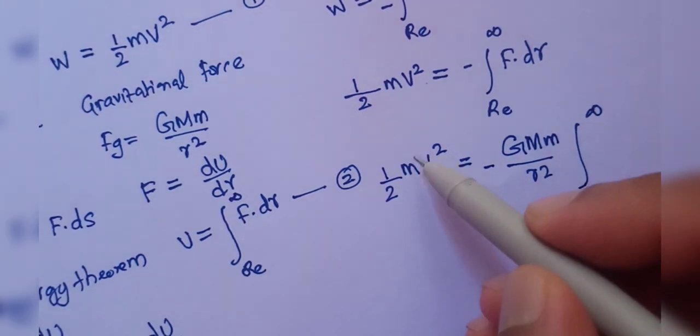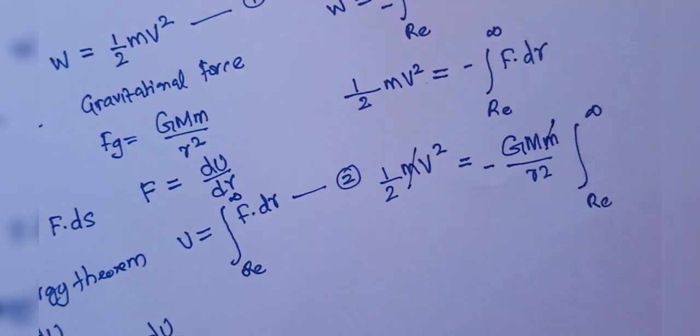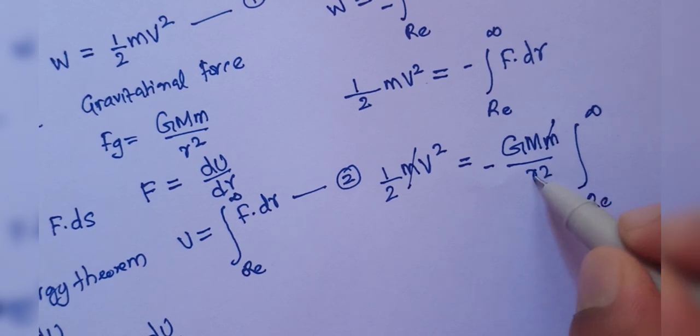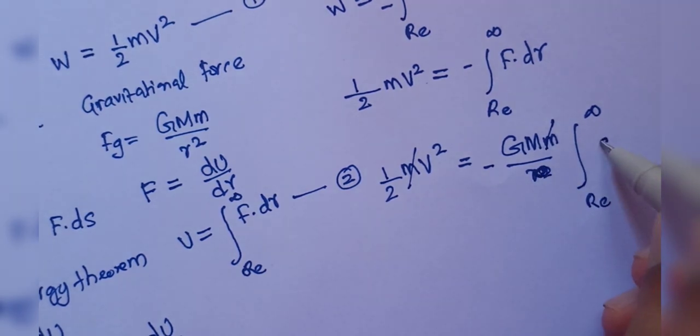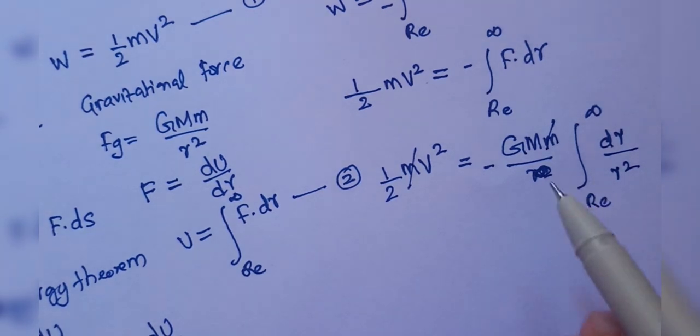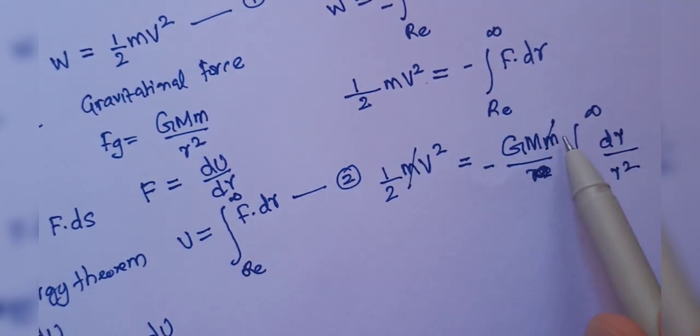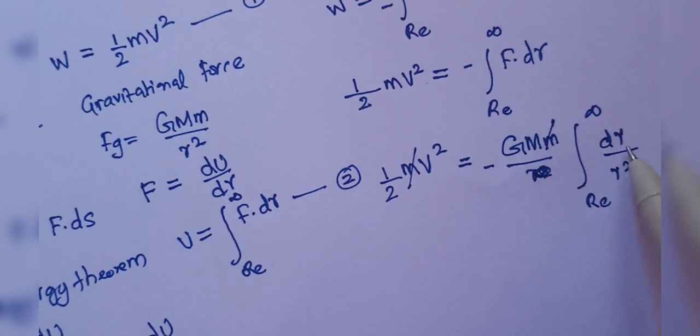Now your m and M get cancelled off, and this is something you have to be very careful about. You have to write it like this because only the GM term is the constant term, and m again gets cancelled off, leaving dr by r square inside of the integral.